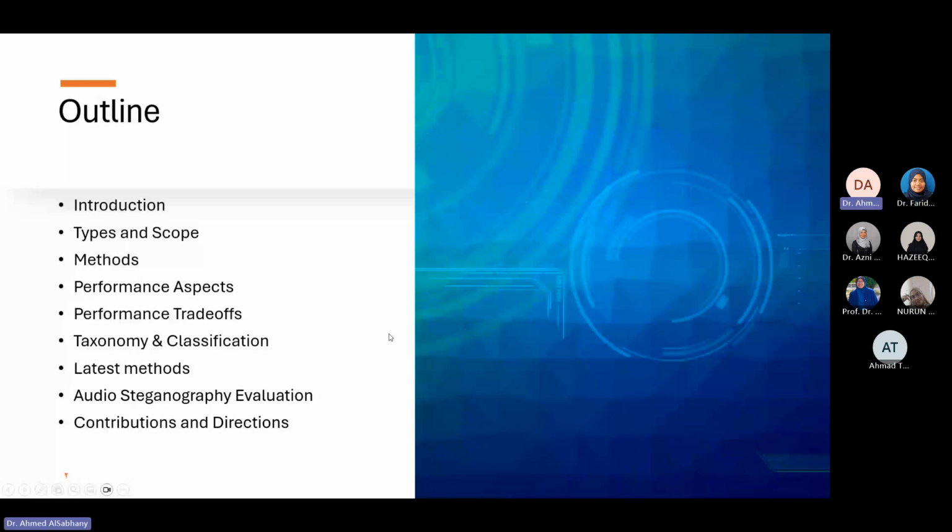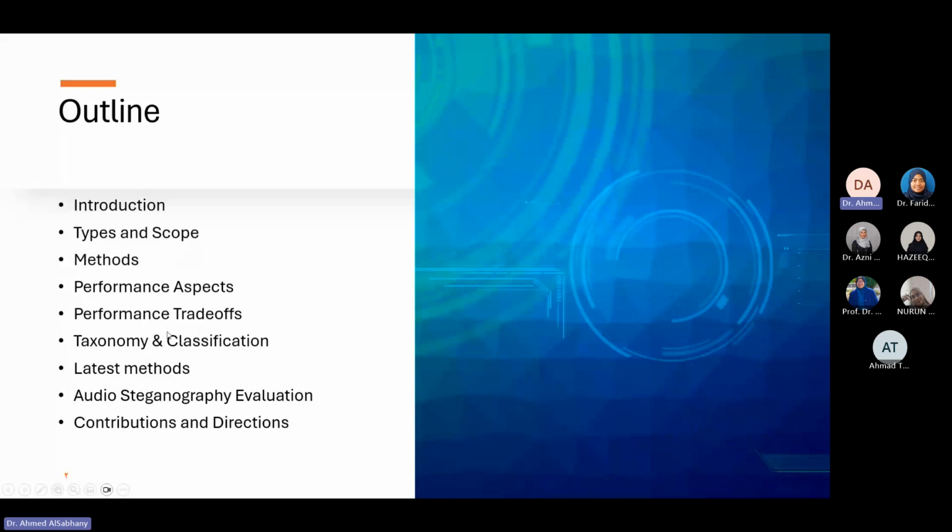Okay, so the outline of this session will be as follows. We will talk briefly about information security and how steganography relates to it. We will talk about the types of steganography in general, and the scope of today's session. We will talk briefly about the major methods in audio steganography. We will talk about how we can evaluate performance in audio steganography, what the main performance aspects are, and what the trade-offs among these aspects are.